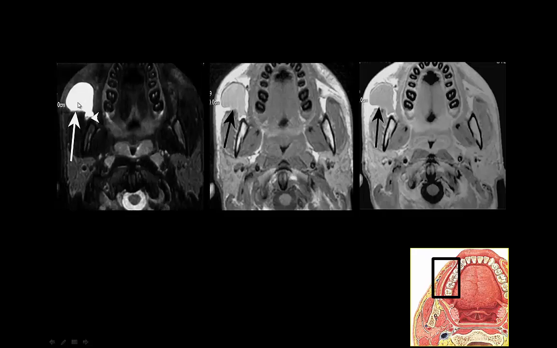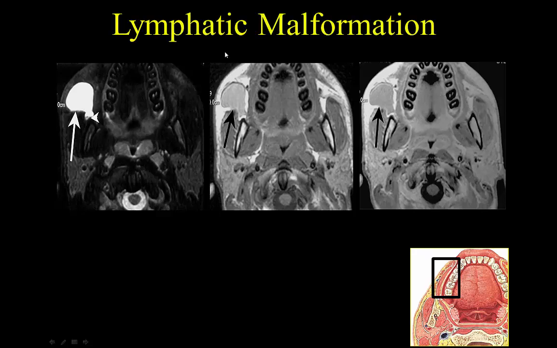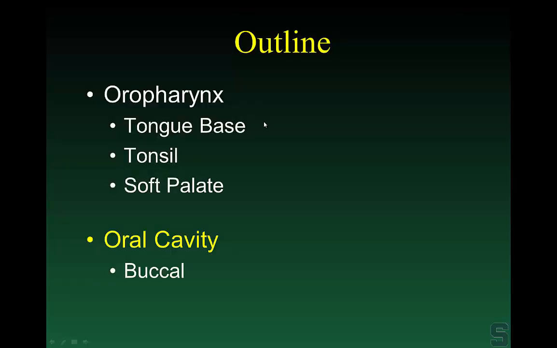And this was another buccal space mass. This, in fact, was just a little lymphatic malformation. Again, a fluid collection, no appreciable enhancement. This was just a pretty simple lymphatic malformation. For me, in this case, it's not necessarily important what the lesion is, but just make sure you can map it into the buccal space.